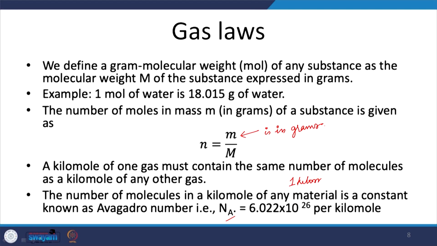So, the number of molecules in a kilomole of any material is again a constant, which is generally known as the Avogadro number. Avogadro number is 6.022 × 10^26 per kilomole. So, you take one kilomole, and it will contain this many atoms or molecules.